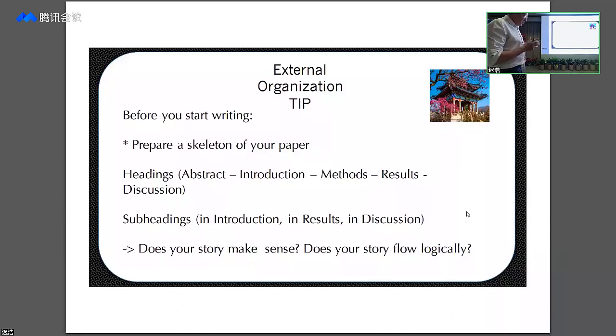Then, before you start writing, you have a look. Does this scaffold or this table of content actually make sense? Is it logically built? Do the subheadings in the introduction match the subheadings in the results? Is there any link? If there is no link whatsoever, there's something wrong. The subheadings in the result section have to match the subheadings in the discussion. They all have to be related to each other.